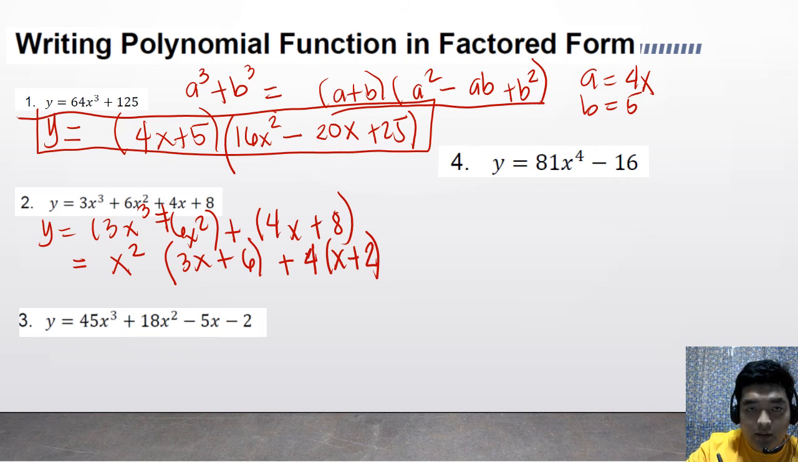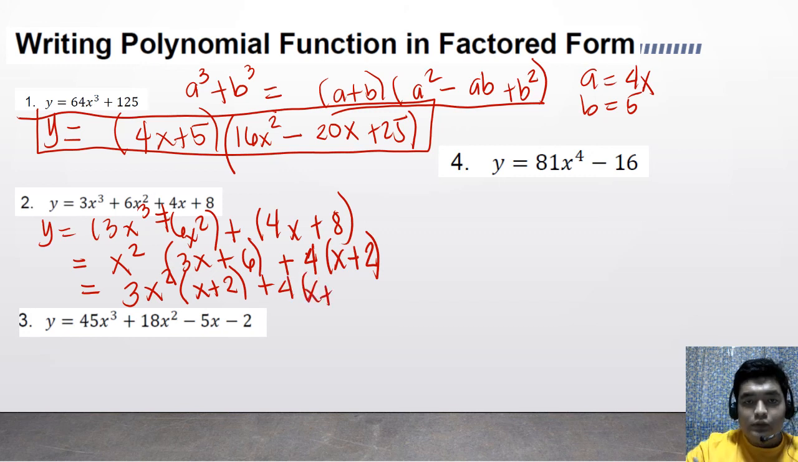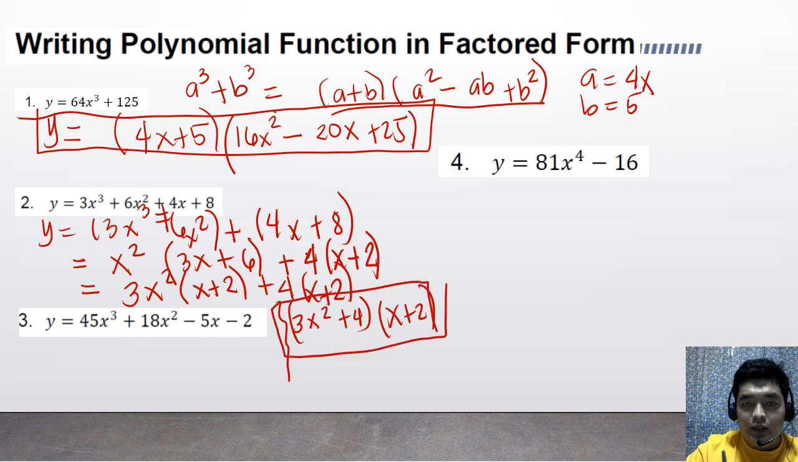That is the factor of 4x plus 8. And we can go directly: 3x squared, then we have x plus 2. The common factor is x plus 2. So this is 3x squared plus 4 times x plus 2. So this is the factored form. Factoring by grouping.